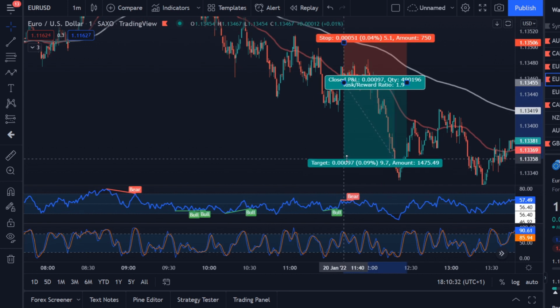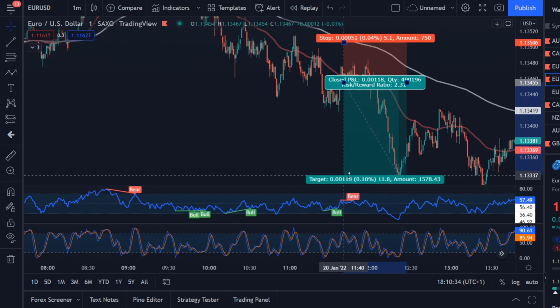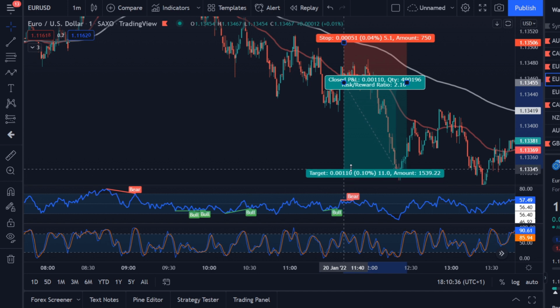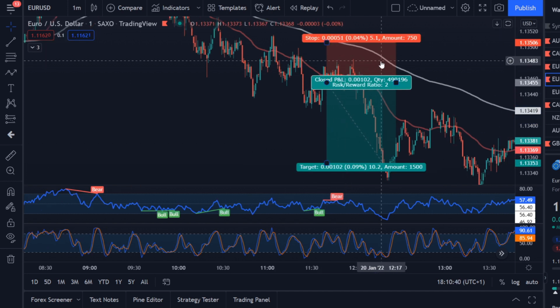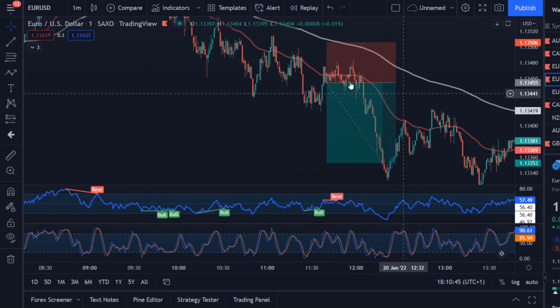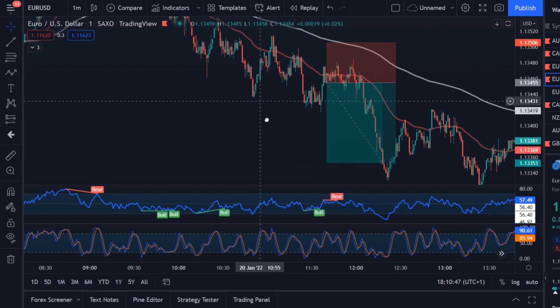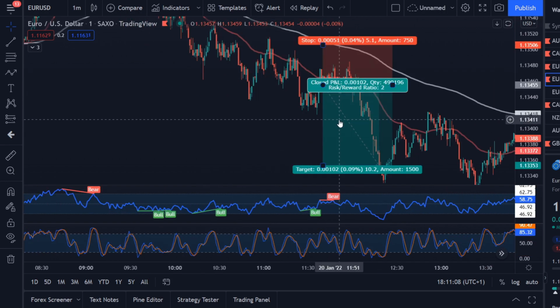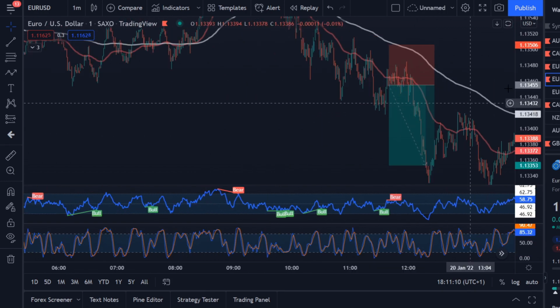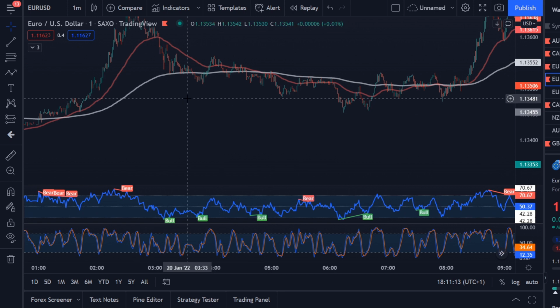We're going to use a 1-to-2 risk reward ratio, so over here we're going to risk 1% and gain 2%. So this is a nice example of a sell trade with this strategy, and as you can see, it worked out nicely. Let me show you a buy order.